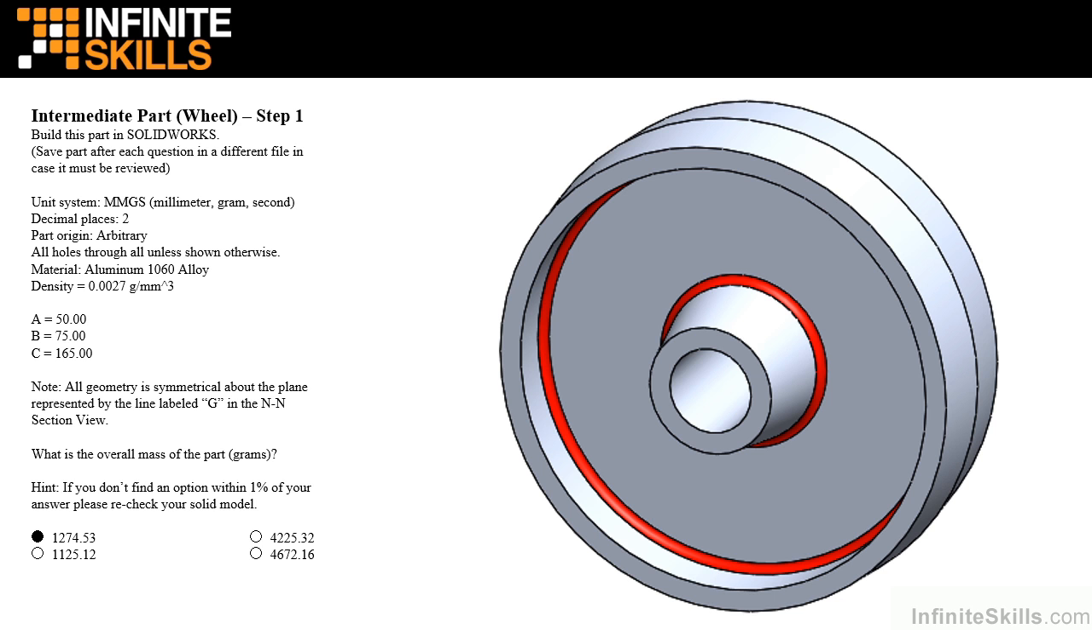Now we are ready to begin modeling the intermediate part called wheel, and this is step 1. On this screen you see the directions, along with a pictorial view. Before we leave this screen, I do want to point out a couple items in the view. Notice we have 2 fillets as shown in red. Those same 2 fillets are also applied on the opposite side of the part. Let's go to the next screen.